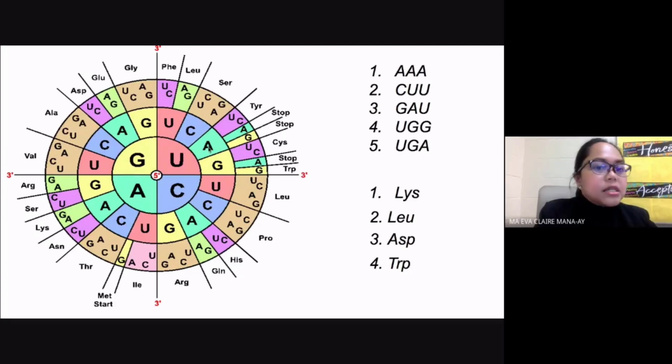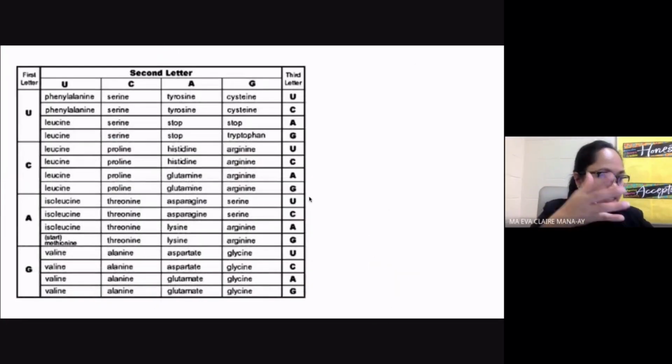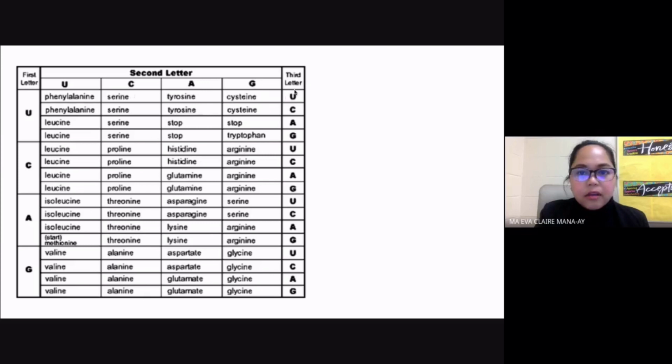Now, sometimes you won't see it in this form. We see a codon wheel here, but sometimes it's in a chart. You can still interpret this. You have your first letter here, second letter right here, and then the third letter here. So say I am looking at UCU. That's U for the first letter. These are the different amino acids that I'm going to consider. Second letter is C, and first letter is U. So that would be serine. Got it? So that's UCU.